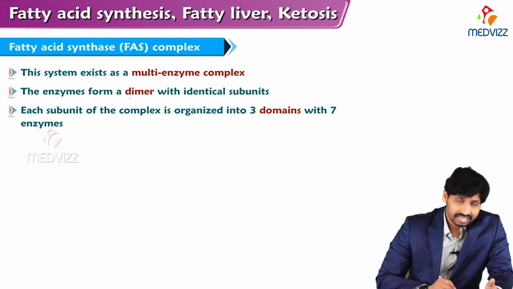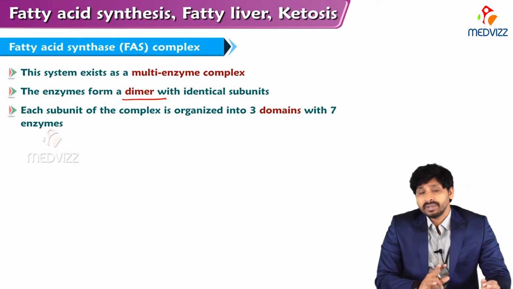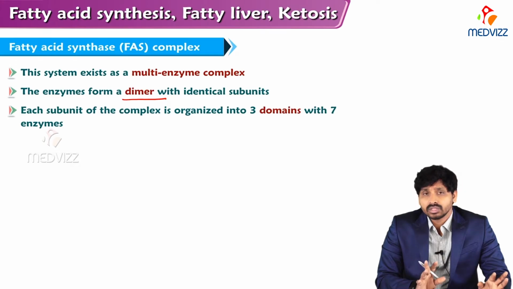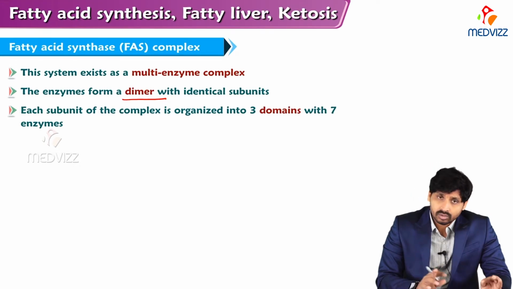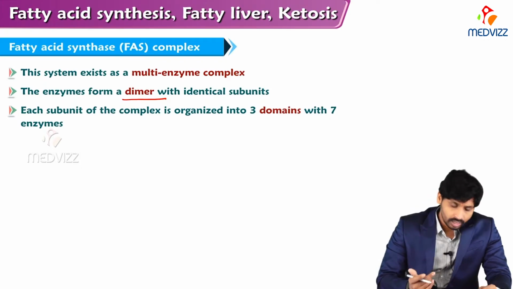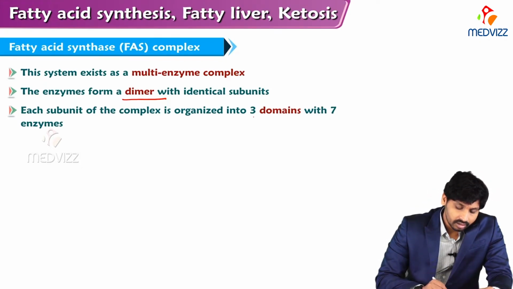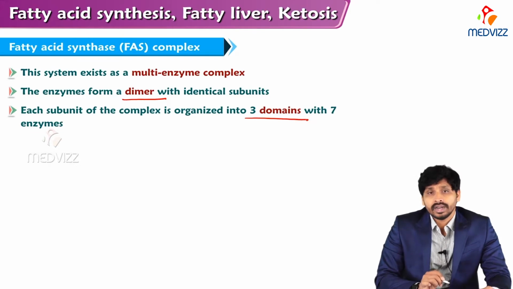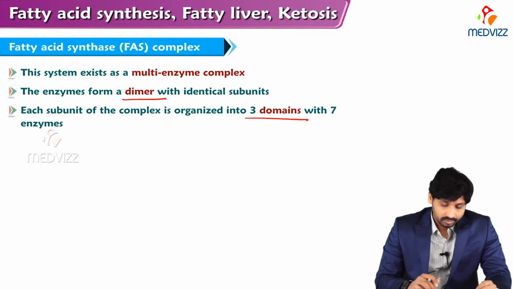To talk about this enzyme complex, it is a dimer, and dimer means 2 subunits will be there. Both subunits are identical, they are the same. And each subunit of the complex is organized into 3 domains, with 7 enzymes.